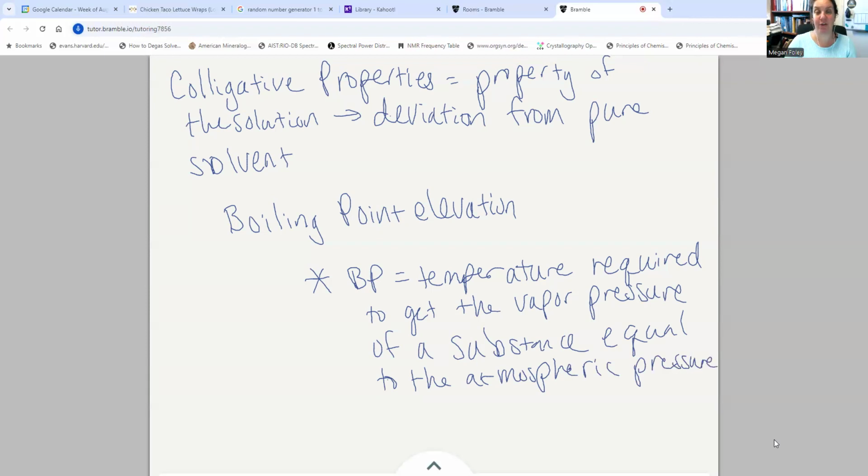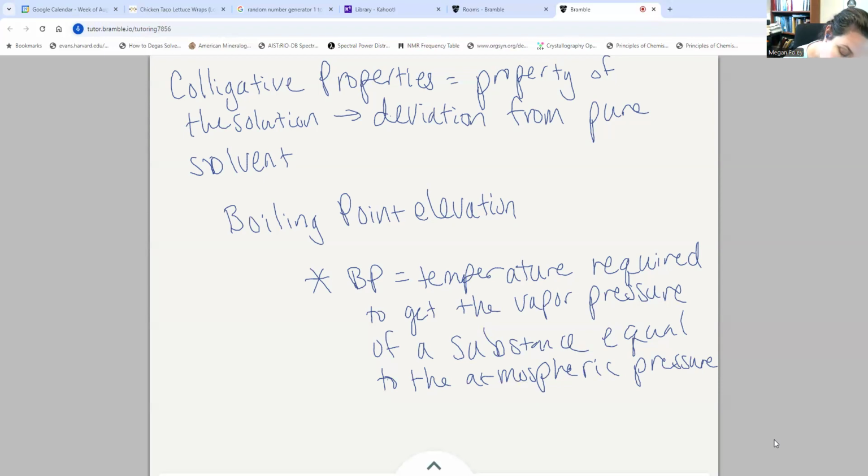So if by adding a solute in, we're increasing all those interactions, we're decreasing the amount of solvent that can leave the solution at any given time, and decreasing our vapor pressure at a given temperature, we have to add in even more energy to get to boiling than we normally would, because atmospheric pressure isn't changing here. We just have to get vapor pressure even higher to meet that at that point.